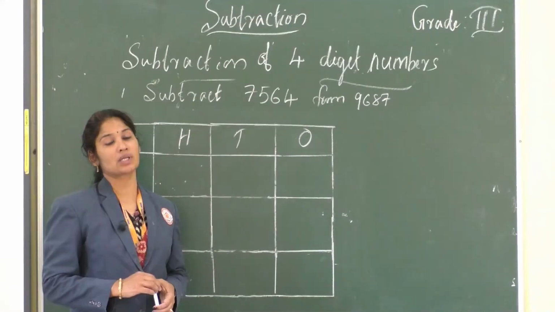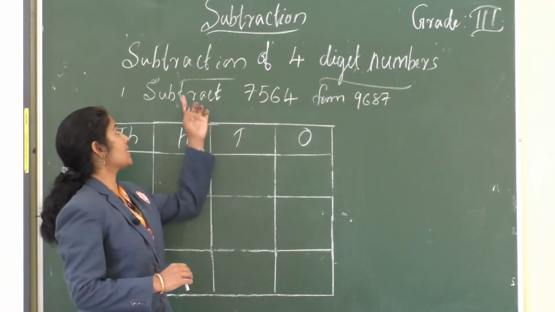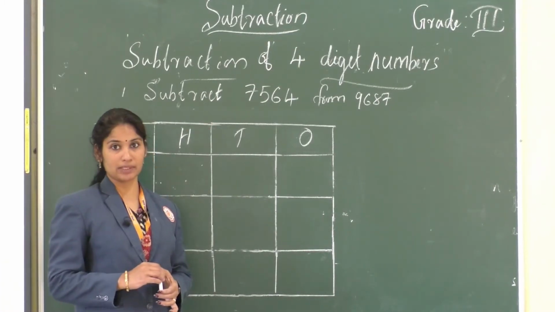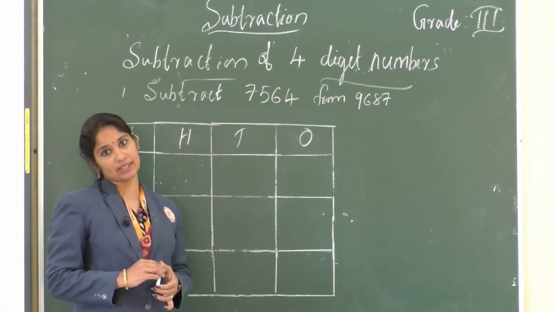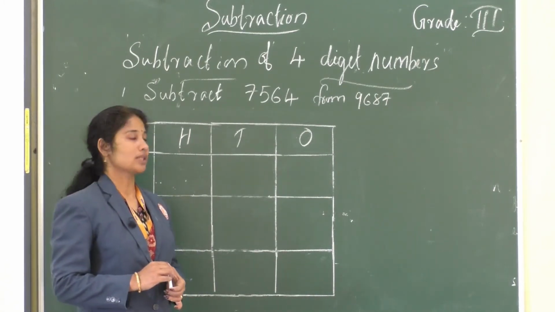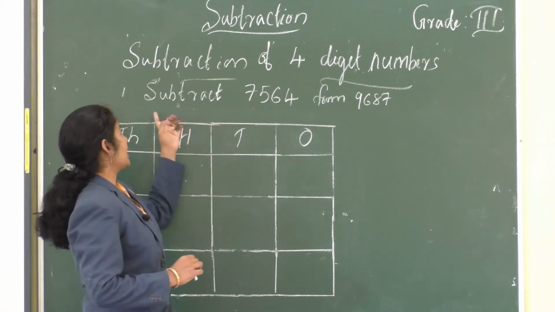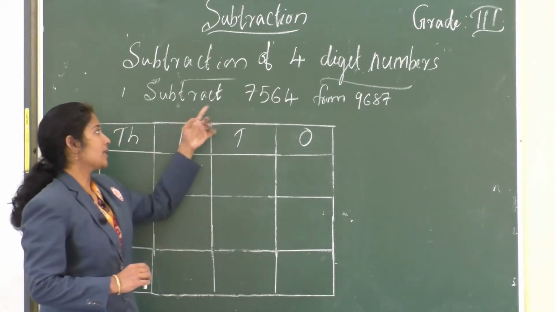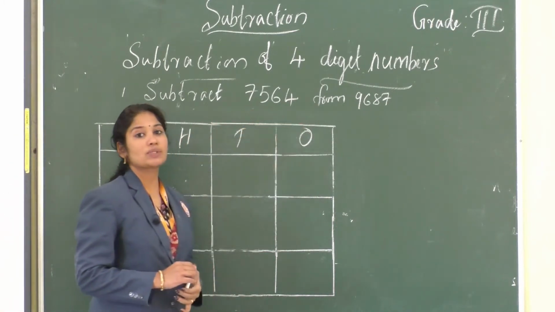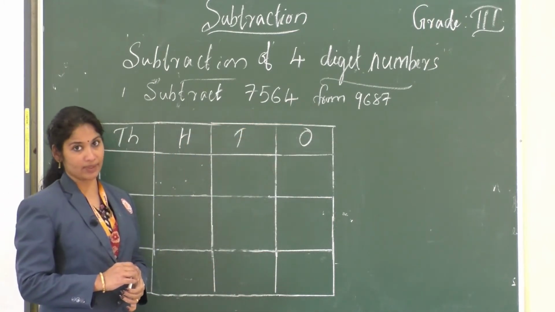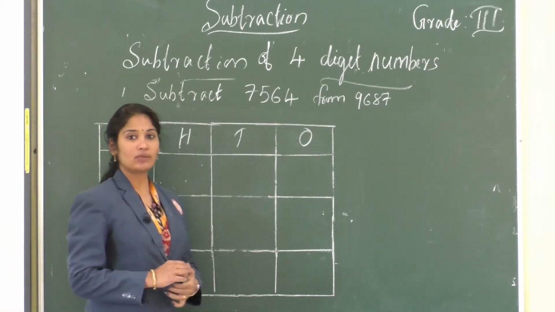285. Children, our next topic is subtraction of 4-digit numbers. Subtraction of 4-digit numbers follows the same rule as subtraction of 3-digit numbers. Let's take an example. Subtract 7,564 from 9,687. Here which number is bigger one?